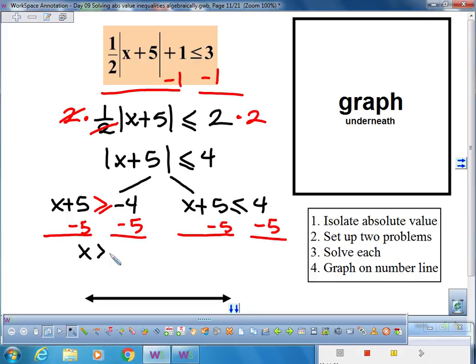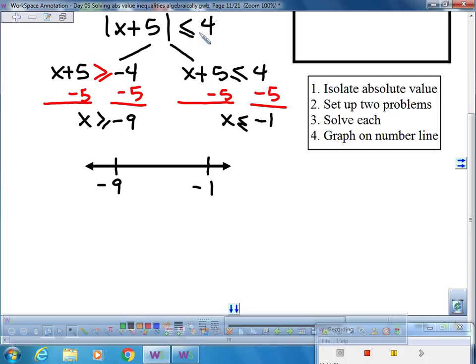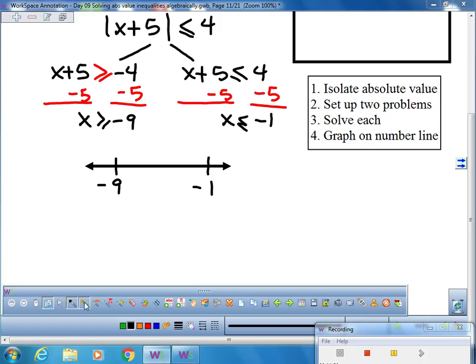So x is greater than or equal to negative 9, and x is less than or equal to negative 1. So I have negative 9, negative 1. This is the only time right here where you have to worry about negatives on this side, right? When you've got absolute value. Once you split them, we're not worried about that anymore because it's not absolute value anymore. We've already split it, okay? We've already talked about going in both directions. So this is the only spot right here that's critical, right there.